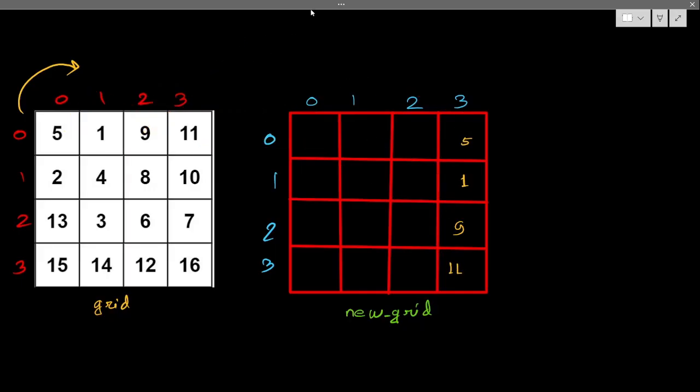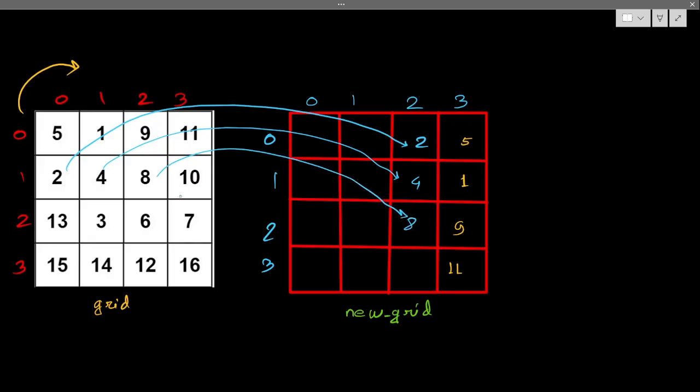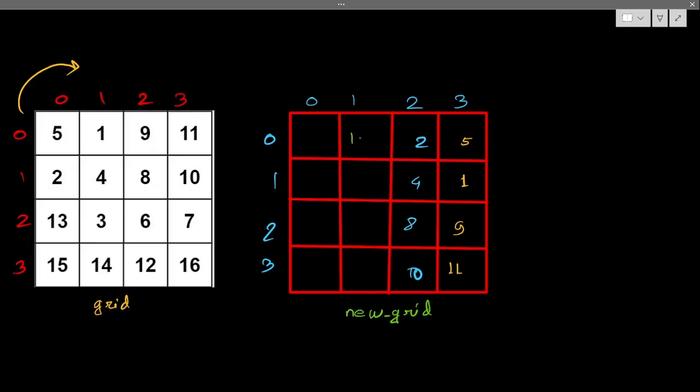So this is the first row. Next, 2 will come at this position, 2. Then 4 will come at this position, 4. Then 8 will come at this position, 8. Then 10 will come at this position, 10. Similarly, the same for the others, let me fill this in. So 13 will come in this place, 3 will come in this place, 6 will come here, 7 will come. And at the end, 15 will come here, then 14, 12, and 16.